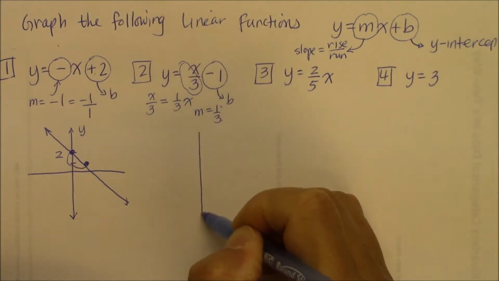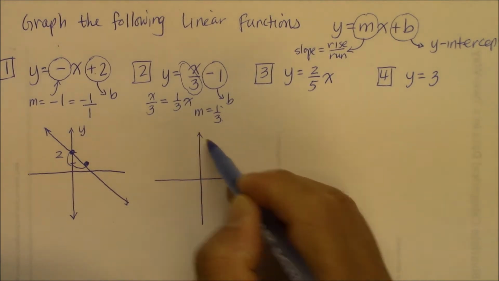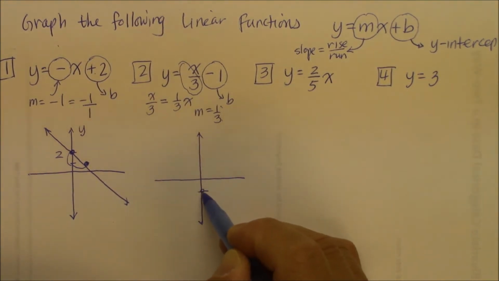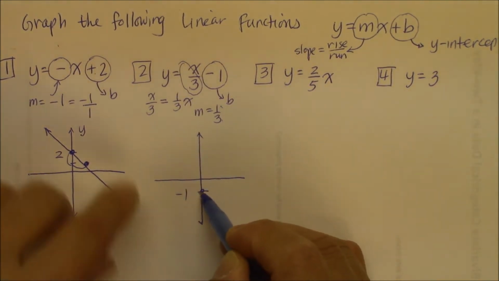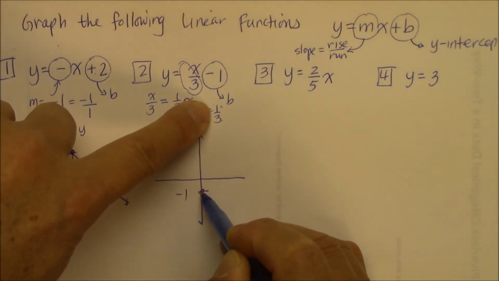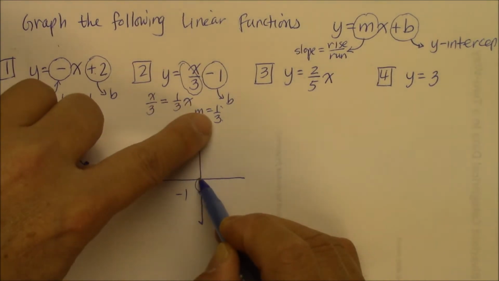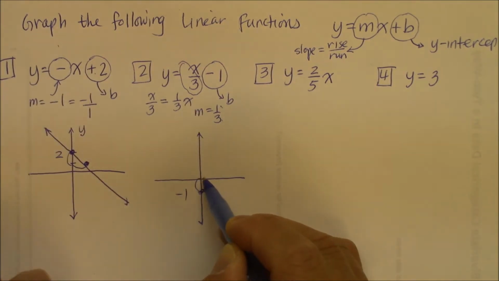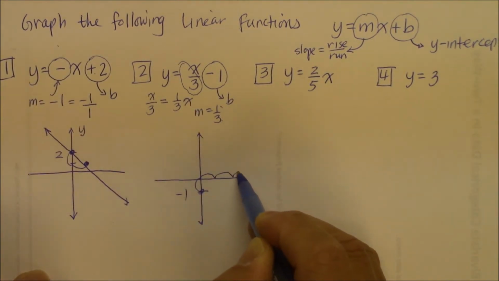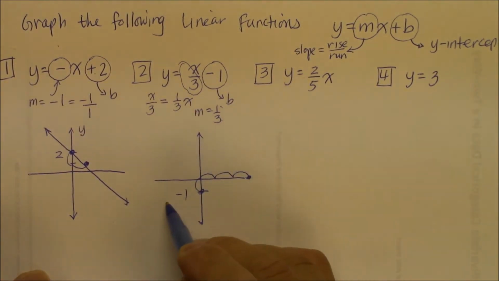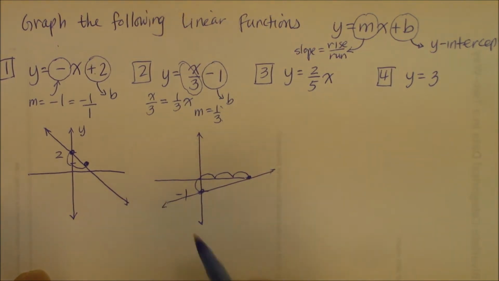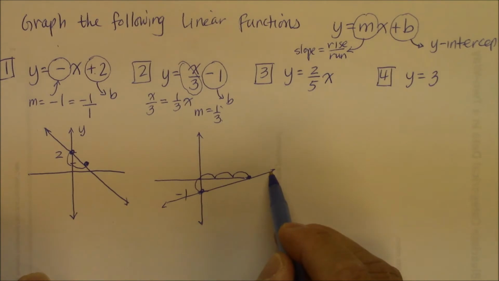So now I could plot the y-intercept for this function at -1. See that? That's a -1. And from there, you go up 1 because it's positive, and then right 3 because that's positive. 1, 2, 3. There it is. So this one, the line's going up from left to right.